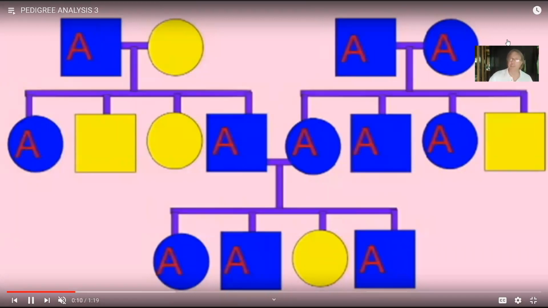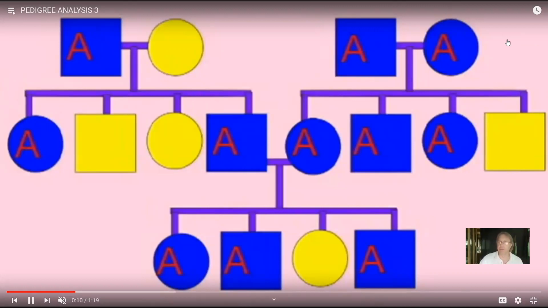So once again, if you had a more complex pedigree, where you have 2 sets of grandparents, then parents, and then the parents' siblings, and then the children. So obviously, anyone with the dominant phenotype has at least one dominant allele. So we give everyone who's blue a big A.